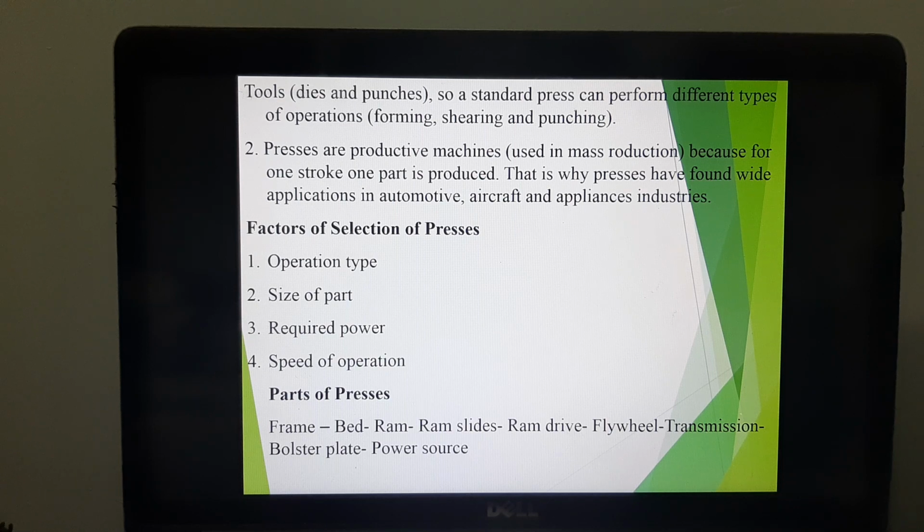Presses are productive machines used in mass production because for every one stroke, one part is produced. That is why presses have found a wide application in the automotive, aircraft, and appliance industries. A lot of the parts produced in these industries are made using a press machine. So what are the factors involved in the selection of presses?